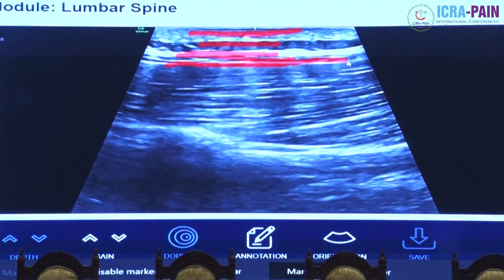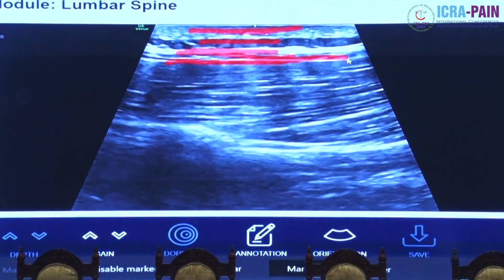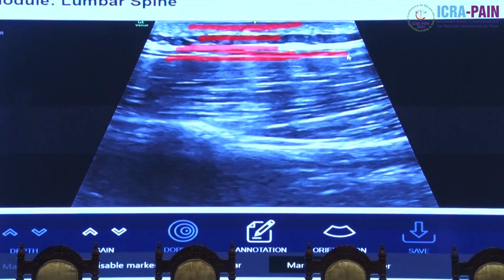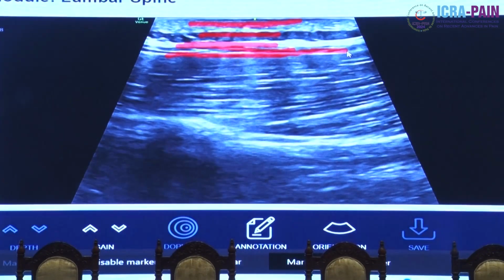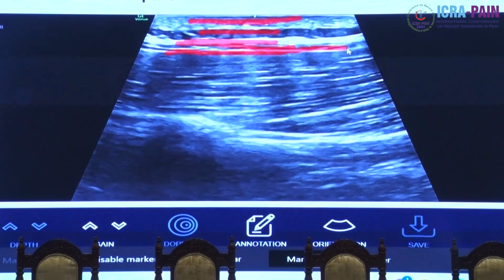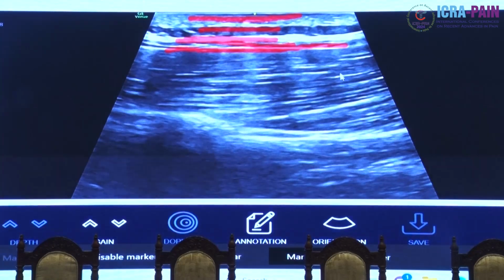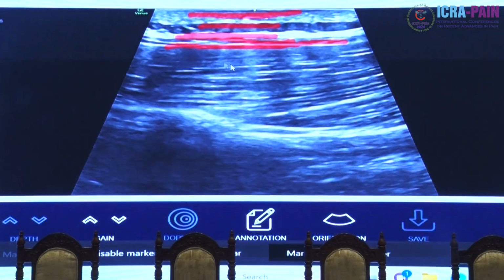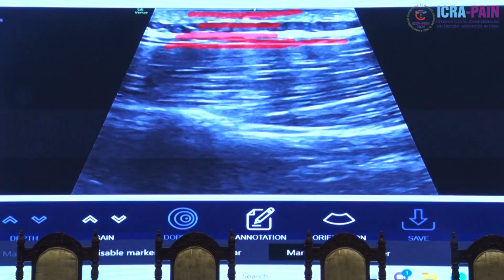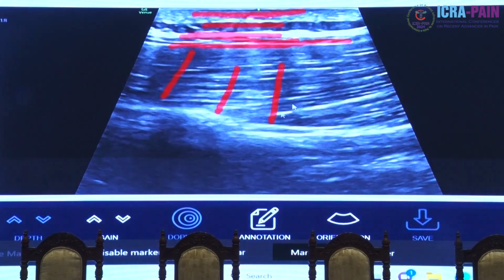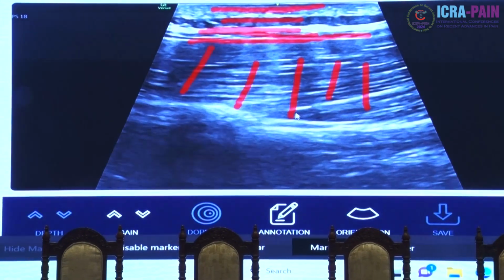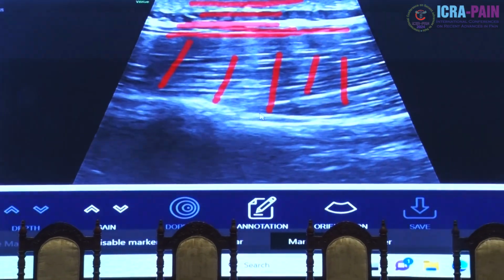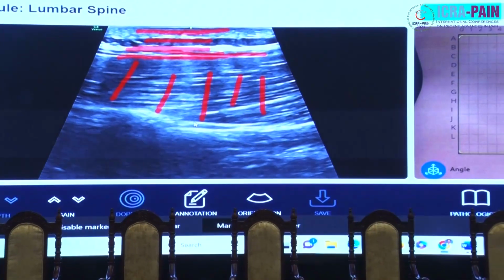So all this will be labeled there. If you put the label button, you can see all the layers. But you can also, during the teaching, just go through this and annotate it. And then, see, here the transverse process is not seen. Okay? So my cursor was here. My cursor or transducer, whatever you say. Then what will be this muscle? Iliocostalis is the right answer.